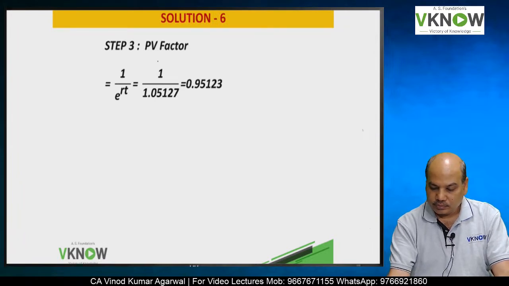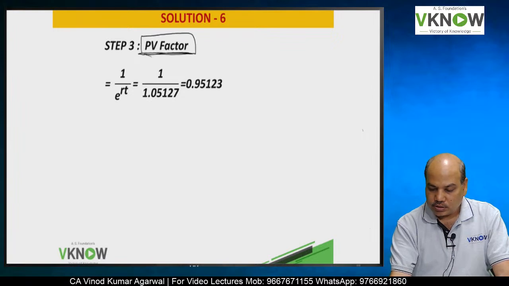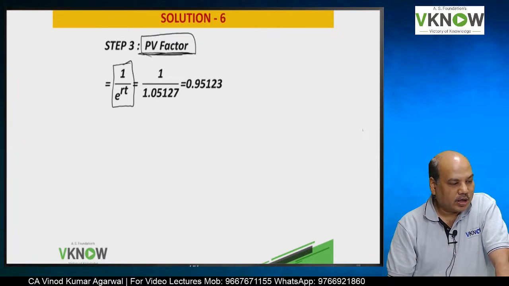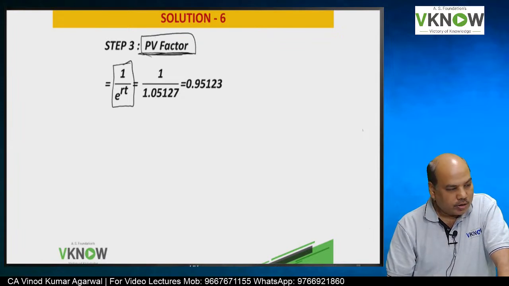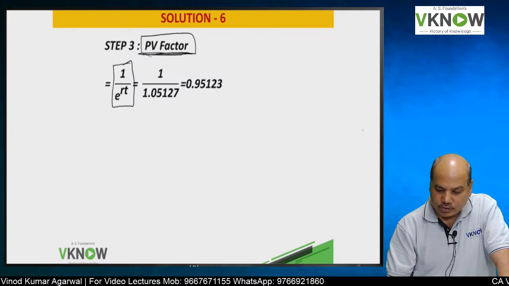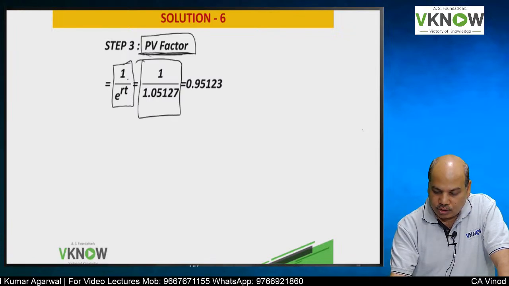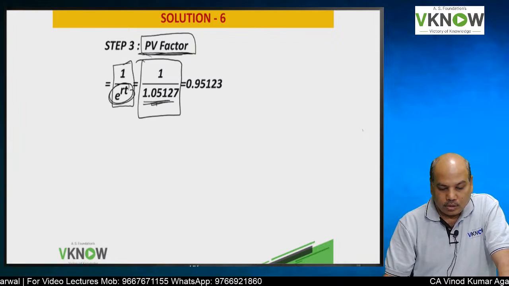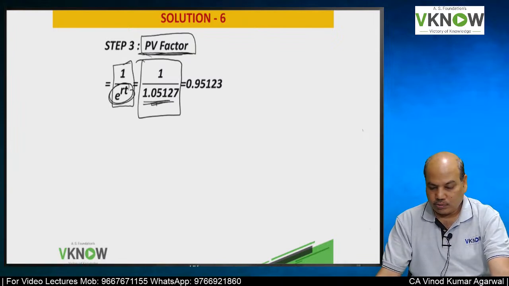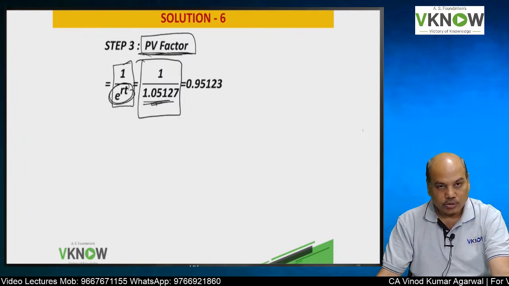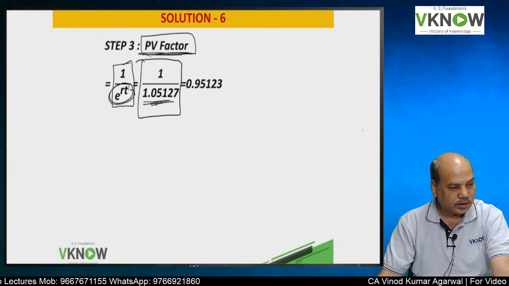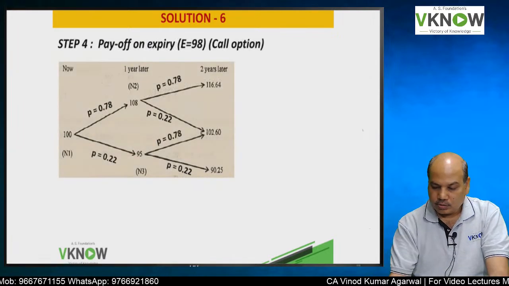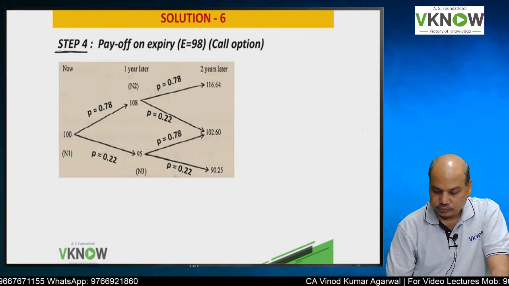PV factor in case of continuous compounding is 1 upon e to the power RT. The factor is already given. This value is already printed in the question. 1.05127. Question in front of you. Without question, you will find it difficult to understand. 0.95123.